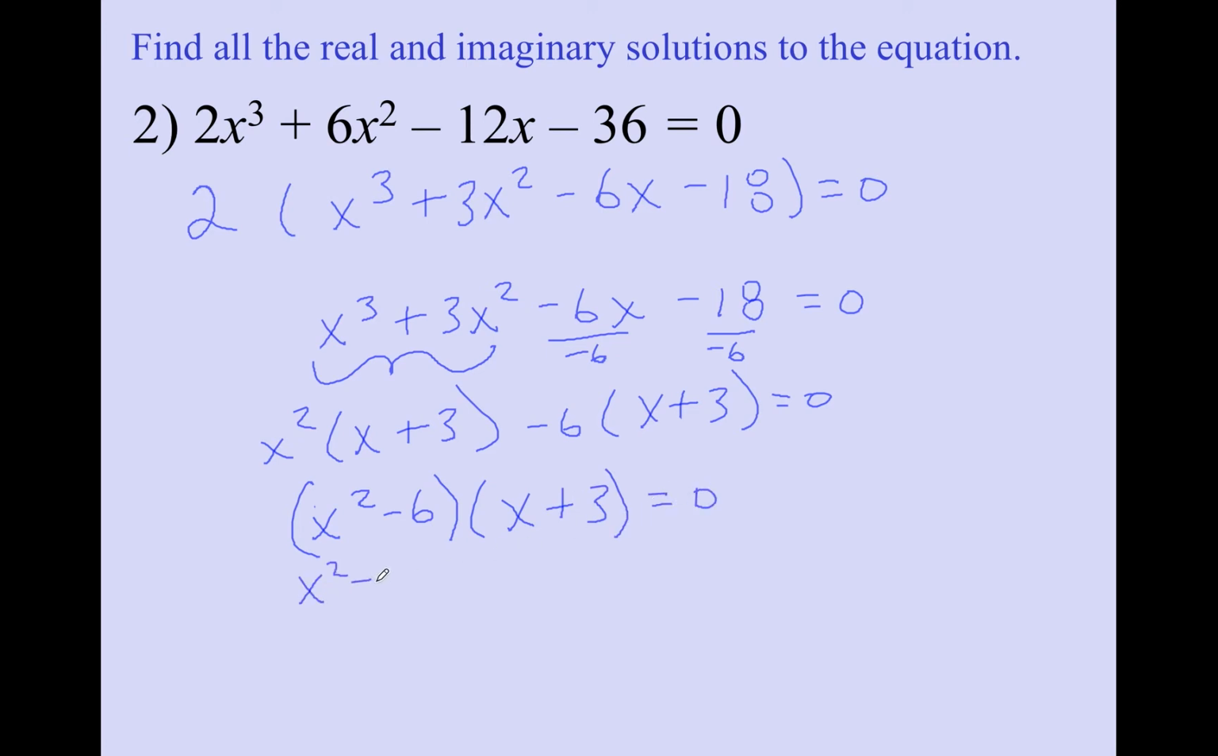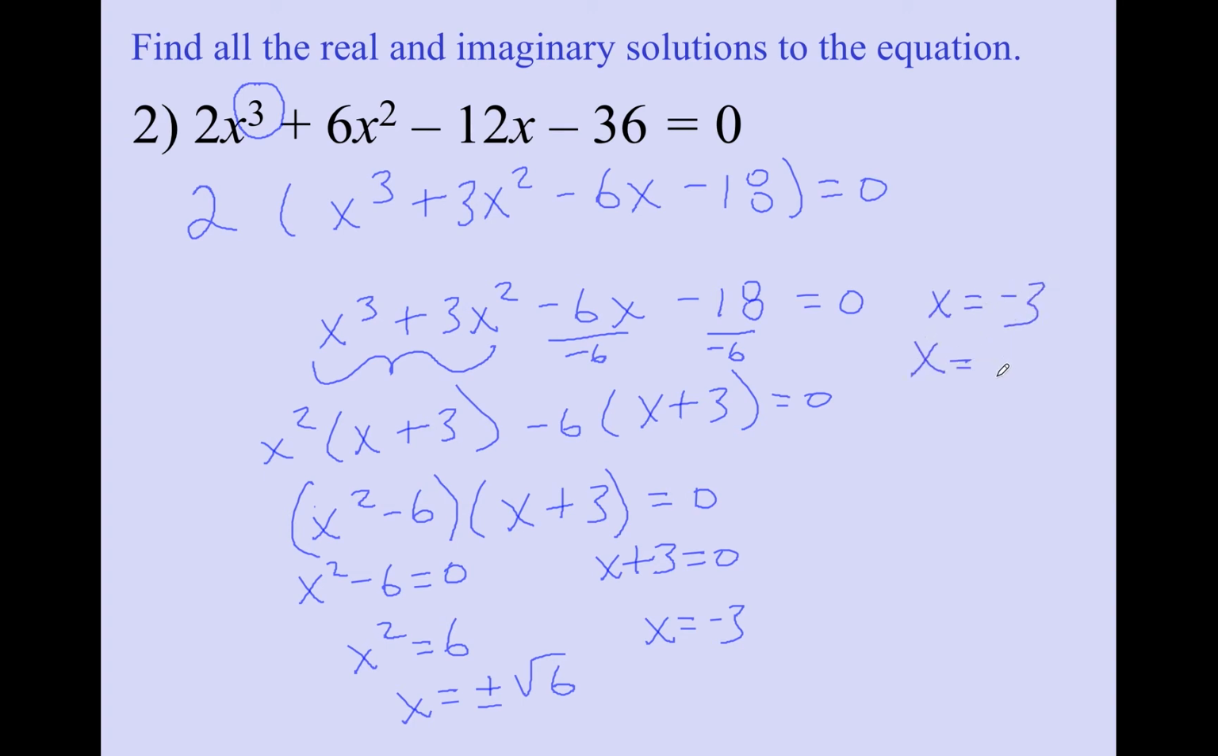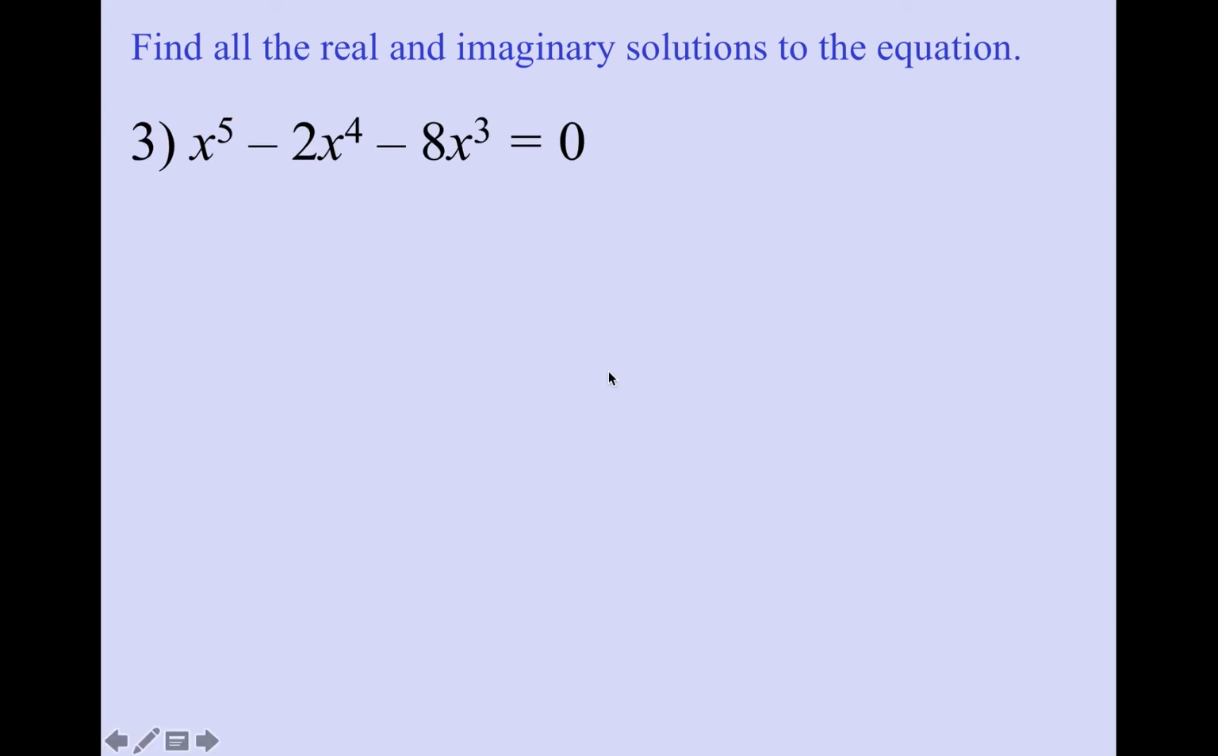X squared minus 6 equals 0. X squared equals 6. X equals plus or minus the square root of 6. X plus 3 equals 0. X equals -3. There are my solutions, and you can leave them written just like that. Remember, third degree polynomial, okay, 3 solutions. Here's one of them. Here's another, positive root 6, and the last one is negative root 6. Okay, that's a negative sign there. Negative root 6.